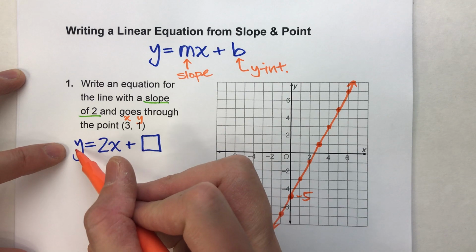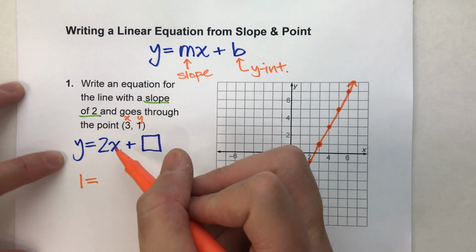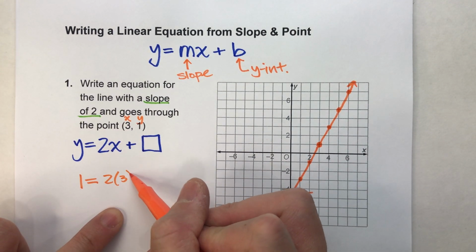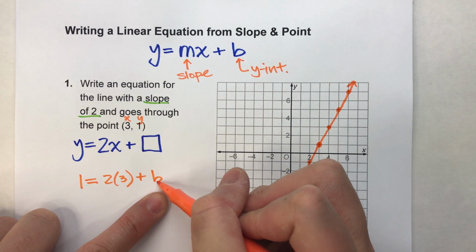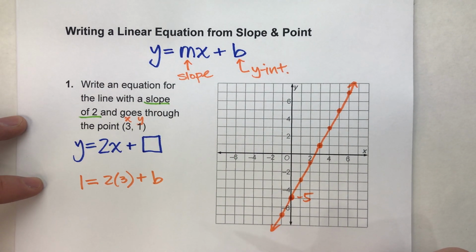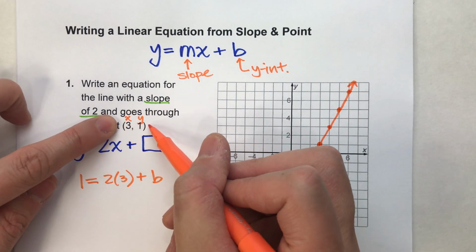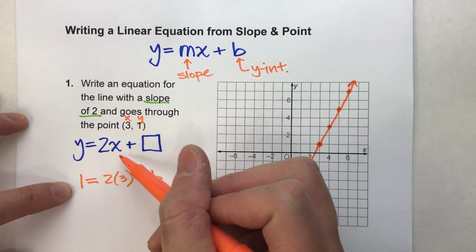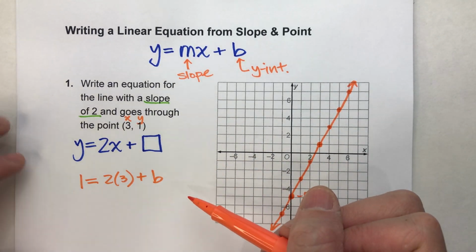Okay? So instead of y equals, I'll put 1 equals. Instead of 2 times x, I'll do 2 times 3 plus whatever the y-intercept is. Again, we're going to call it b. Okay? Because this point is on the line, we know that (3, 1) works for this equation. And so all I did was I substituted into the equation. And now we just need to find that y-intercept that makes this equation work.